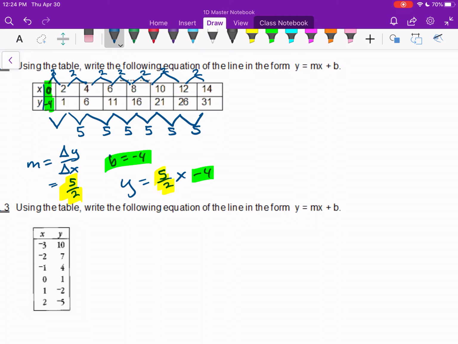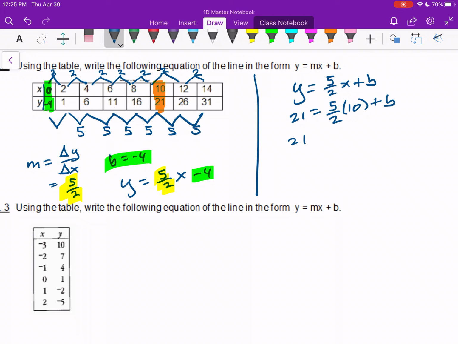That's the answer. But the other way I could have done it is I could have taken that slope once I knew it, and then I could have found b by taking any point from the table and substituting it in. So let's say I randomly pick the point (10, 21). If I plug that in, 21 would go in for y, 10 would go in for x. And what I get when I multiply 10 times 5 is 50, divided by 2 is 25.